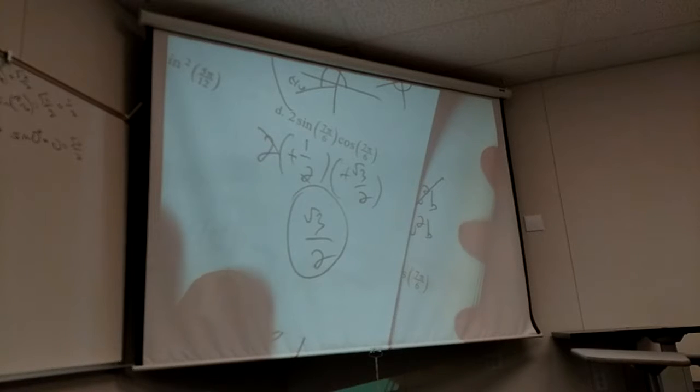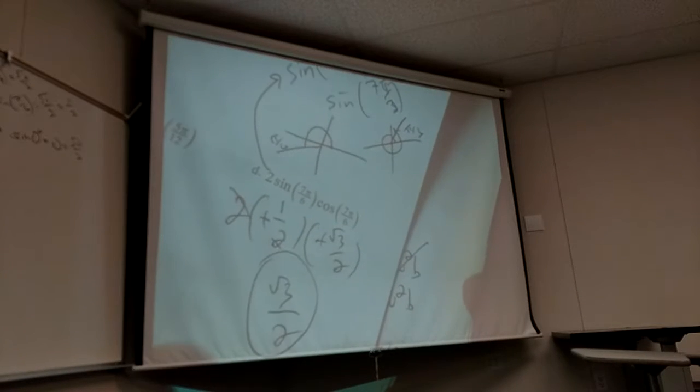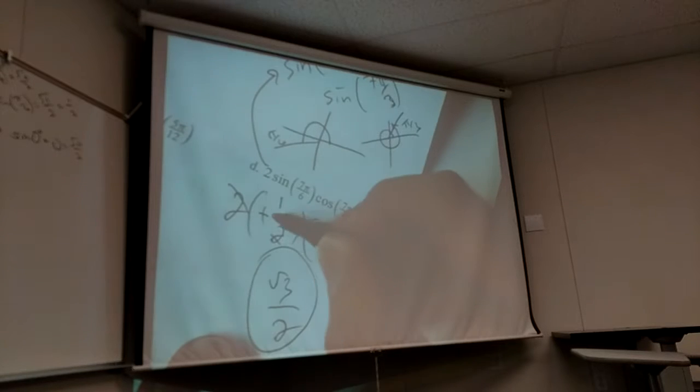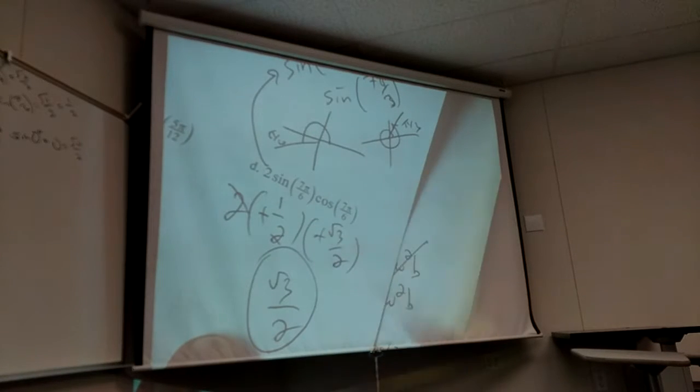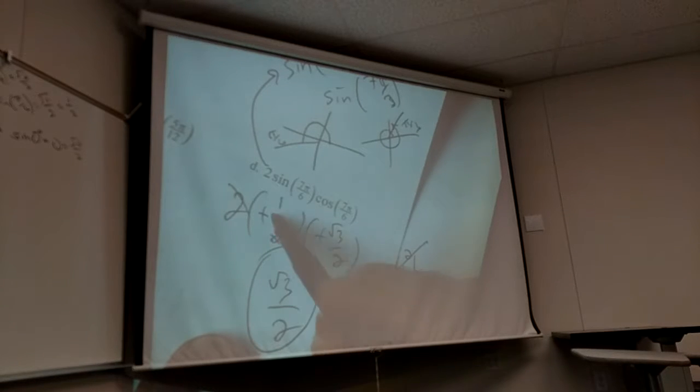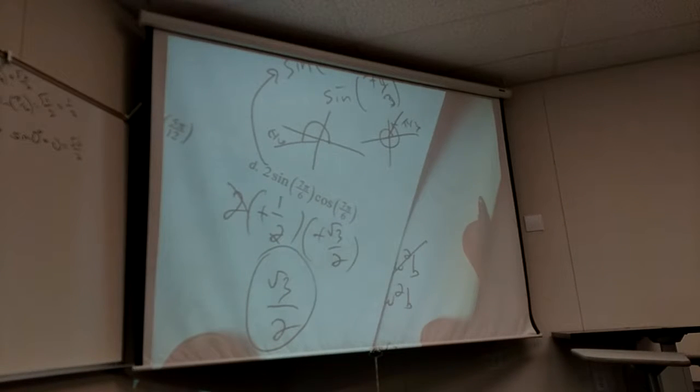Why are they positive in their parentheses if they're both in the third quadrant? Oh, they were negative, and then I canceled the negatives. Yeah, sorry. So you see that? That's why the pluses are. They're both negative, so of course they cancel each other.